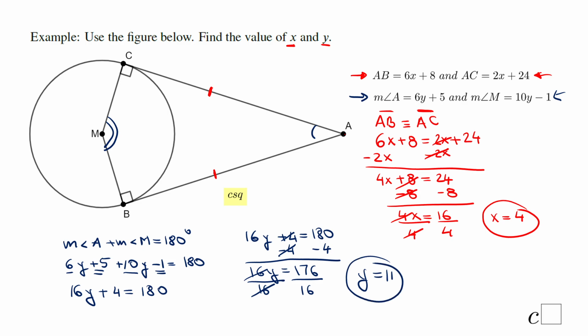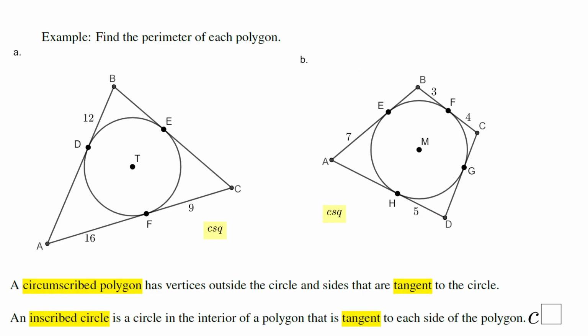So remember these two properties that come with the two tangents you can draw from any exterior point to a given circle. And we're going to use the same property here, where we need to find the perimeter of each polygon. So let's start with A, and let's take a look.